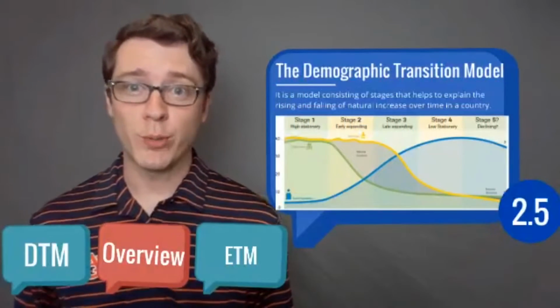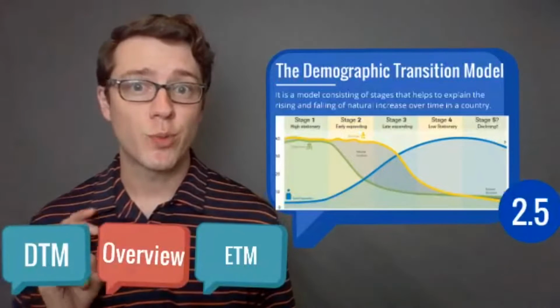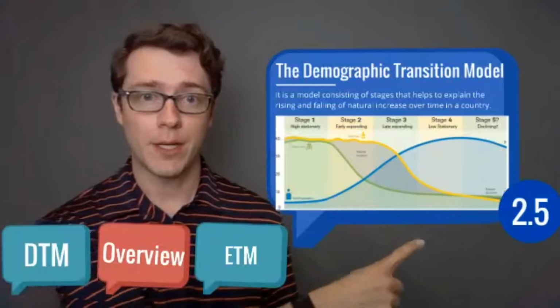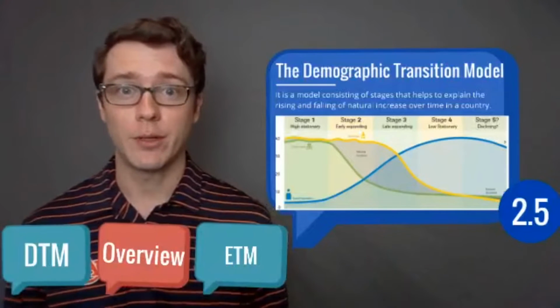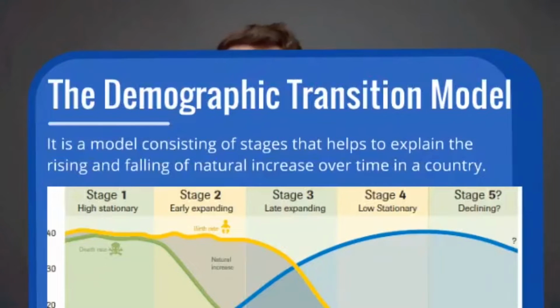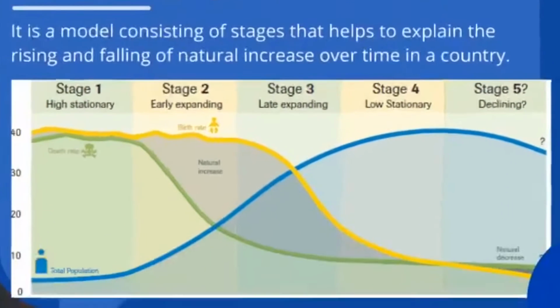Today we're moving into an extremely important topic in class. Unit 2 is really explained in a nutshell using the demographic transition model, which is topic 2.5 of Unit 2. So we're going to look at what the demographic transition model is and how it helps us understand countries. So first, the DTM, demographic transition model, is a model that explains the stages of rising and falling natural increase rates over time in a country. So it's going to show us what the different stages are of how countries grow and then eventually settle off.